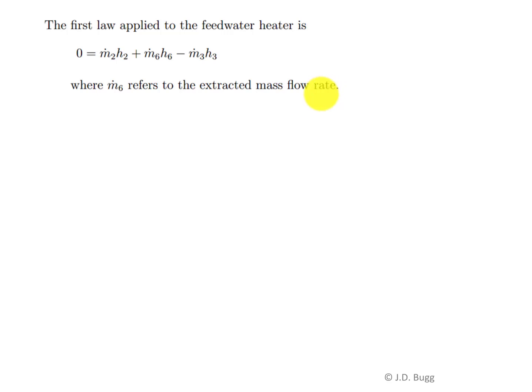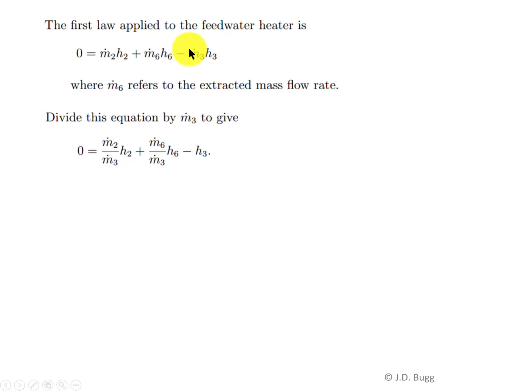So what we're going to do is divide this entire equation by m.3. So this just becomes h3. And then these other two flow rates, which are the two inlets to the feedwater heater, become ratios of two mass flow rates: m.2 over m.3 plus m.6 over m.3. Now, this m.6 over m.3 we've actually talked about before. That's the extraction fraction, because this is the mass flow rate that is extracted, and this is the mass flow rate delivered by the steam generator. So we can replace this by y in this equation.